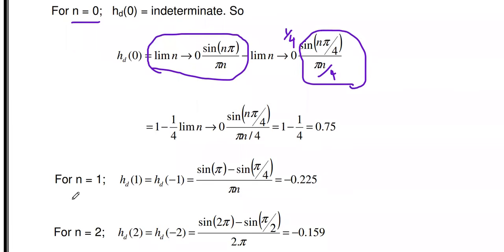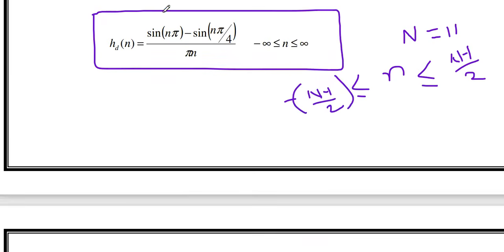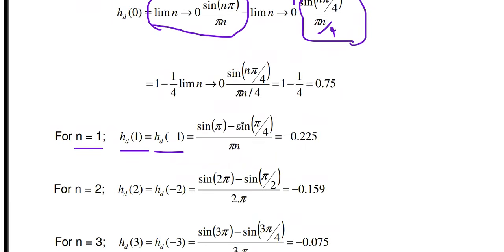Similarly, for n equal to 1, we have to find out. According to the Hd of e power j omega graph, the corresponding impulse response is also symmetric about the 0 axis. So hd of 1 and hd of minus 1, if you calculate, we get the same answer. So only one time you just calculate. So what is hd of 1? In this hd of n formula, instead of n you just substitute 1. Okay, so sine pi minus sine pi by 4 divided by pi into 1.